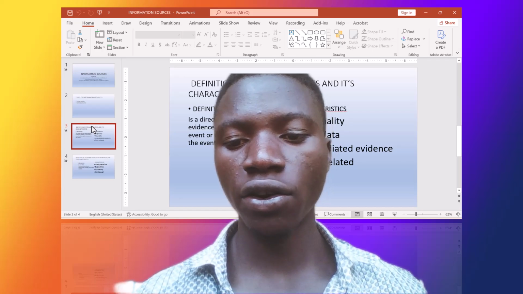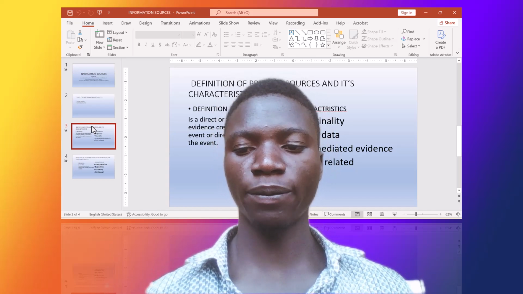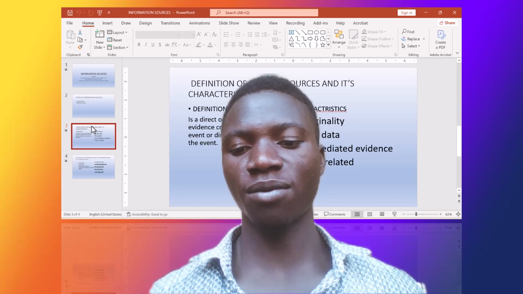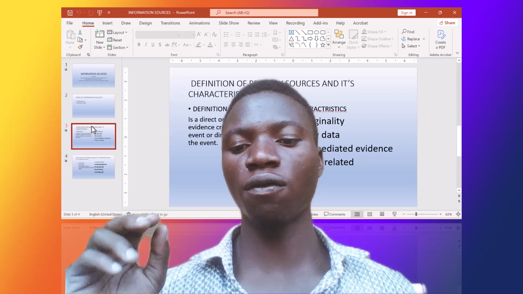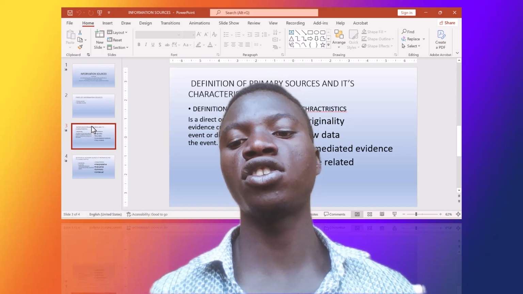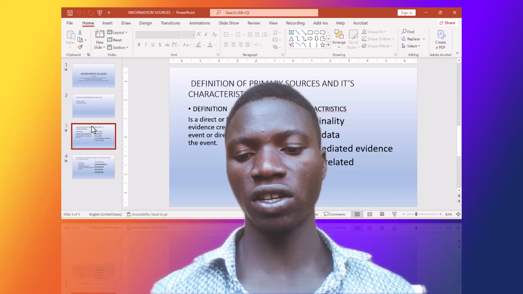Then another characteristic is unmediated evidence. Unmediated evidence means it has not yet been interpreted; there's no interpretation. You take it as you have seen it, or the way you have gotten it. There's no requirement of interpreting or trying to broaden it.